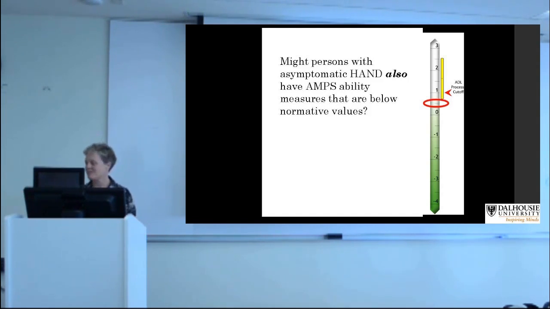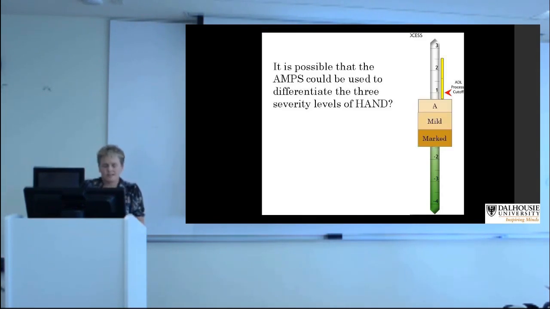So when we have clients that are saying, I can do it, but it's just taking longer, it's a lot more effortful, we're going to pick that up. My question would be, on this scale of ability, could we start to have regions or zones that would delineate these 3 levels of HAND? I don't know yet, and hopefully some work that we might be doing with Sean will help us answer that question.